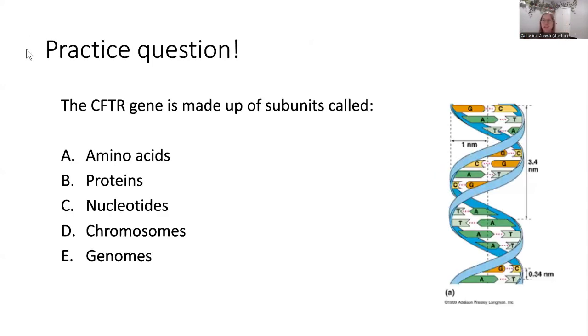Here's a practice question. The cystic fibrosis gene is called CFTR. The CFTR gene is made of what subunits? Answer it yourself, and then I'll give you the answer.